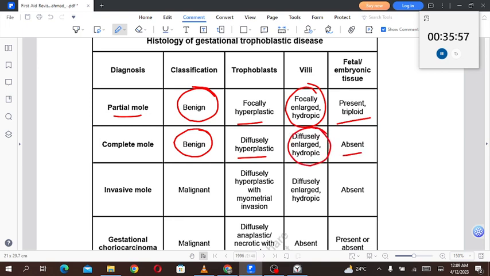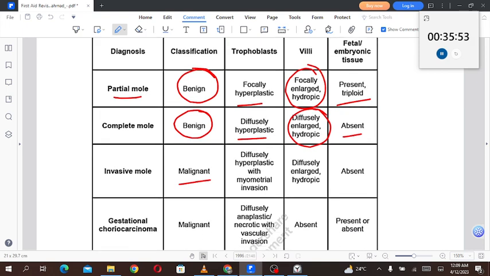will be absent. Invasive mole, that is malignant because invasive mole can spread. Trophoblast, diffusely hyperplastic with myometrial invasion, villi diffusely enlarged and hydropic, and the fetal tissue will be absent. Okay, so basically complete mole can transform into the invasive mole.